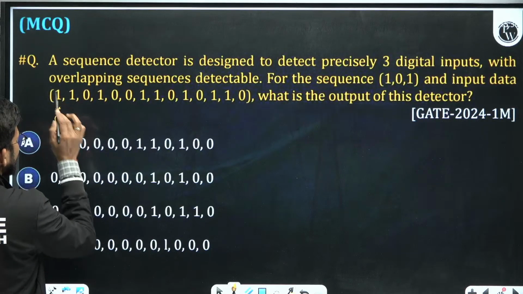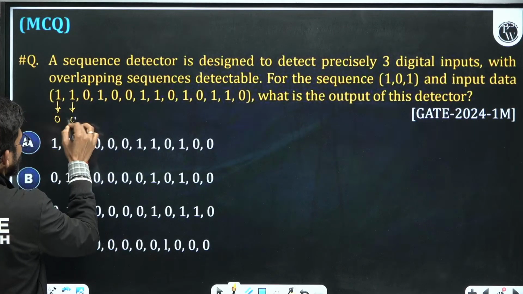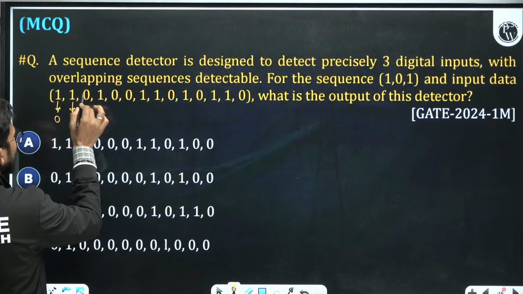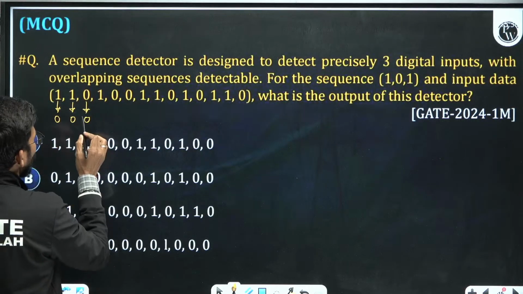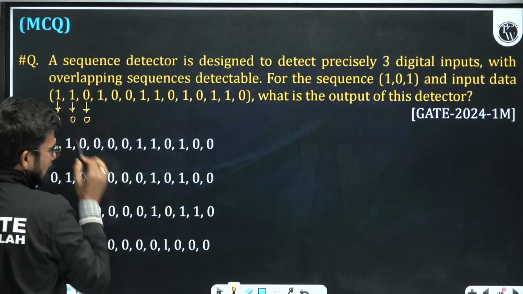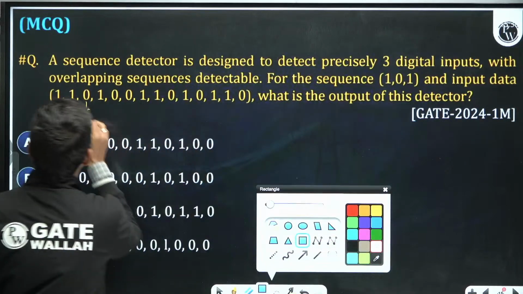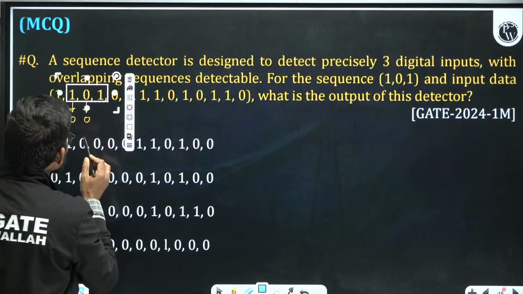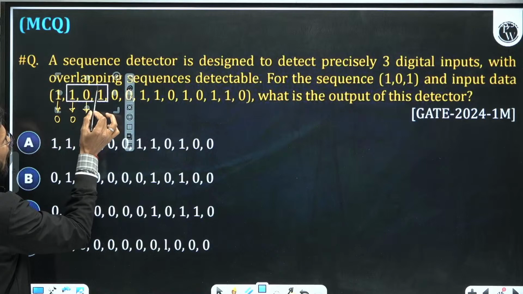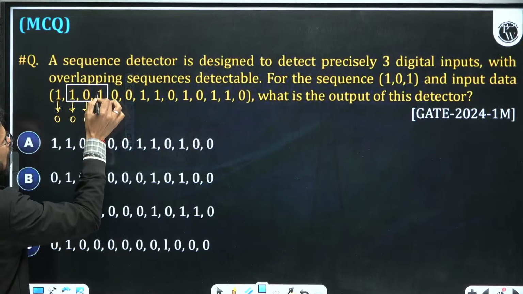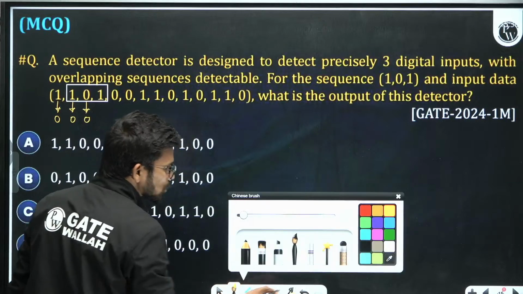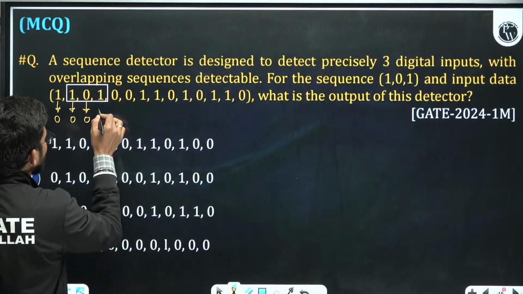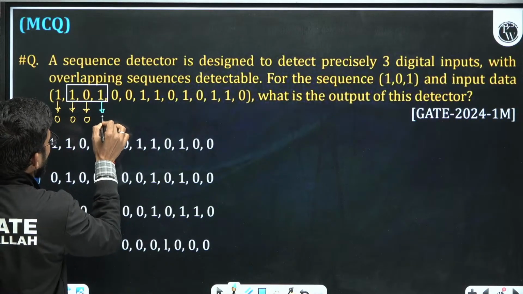After 1 you will get 1. Is the sequence detected? No sir. So the output will be 0. 1 1 0, is the sequence detected? No sir. So the output will be 0. Now 1 0 1, here the sequence is detected. As soon as you find this 101, the sequence is detected, so the output will be 1.